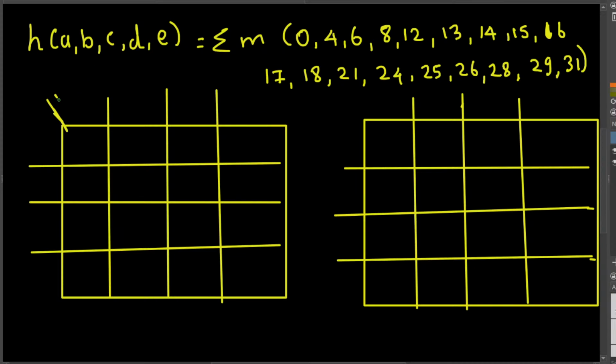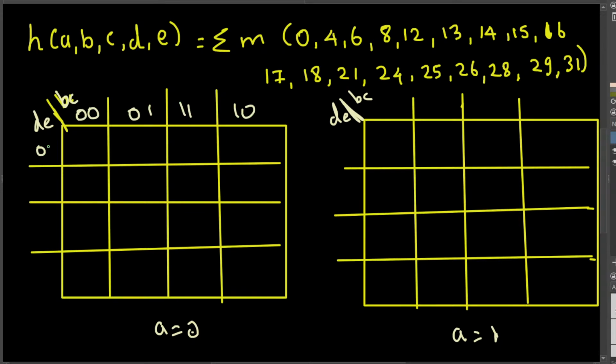So here, this is BC. Let me use a different color. This is BC. This one is DE. Here also this is BC. This one is DE. And this is when A is equal to 0, and this one is when A is equal to 1. Okay, let's put the locations: 0, 0, 0, 1, 1, 1, 1, 0, and so on.